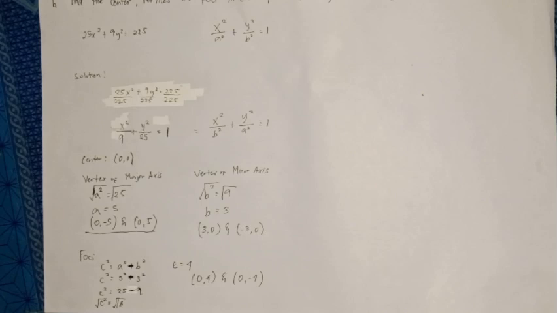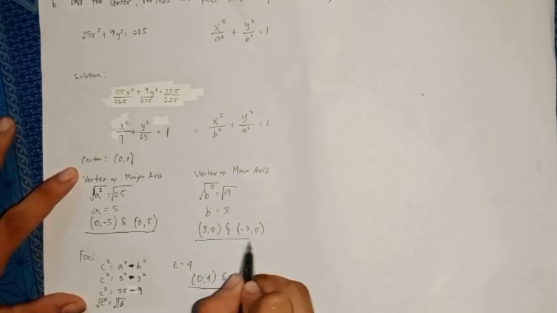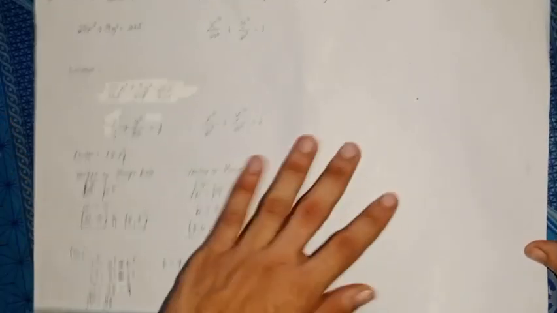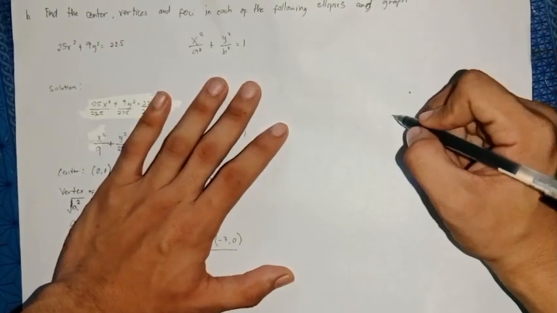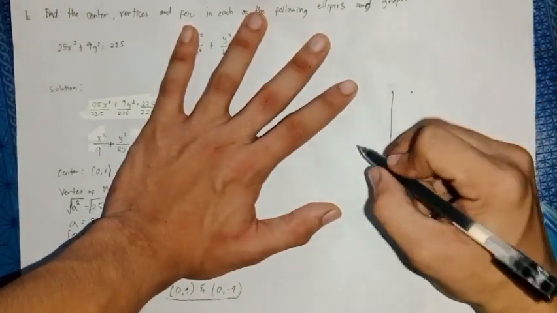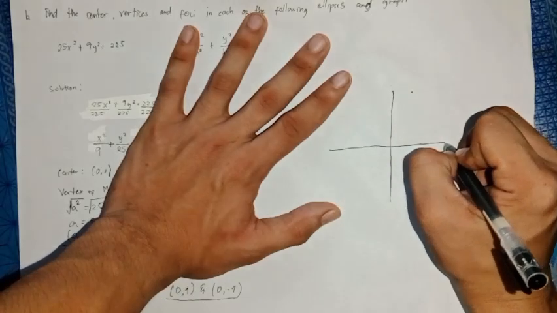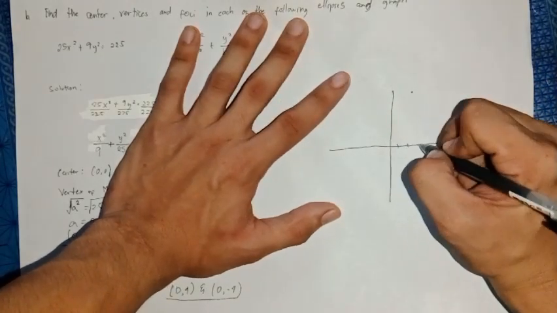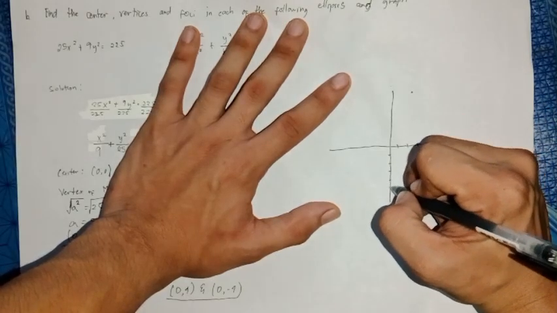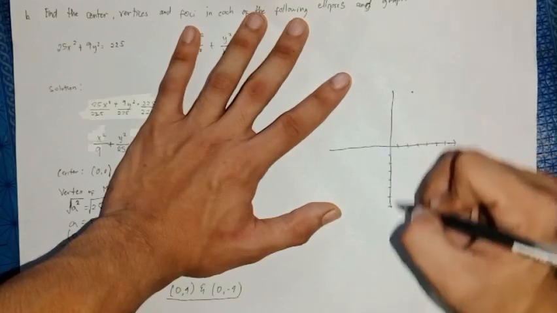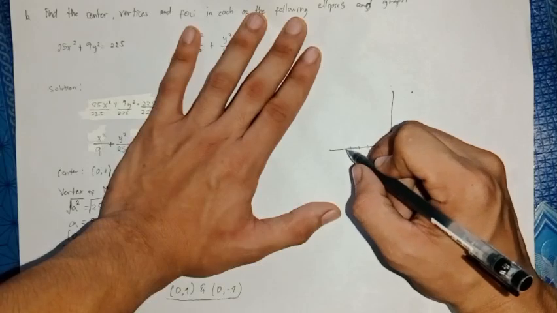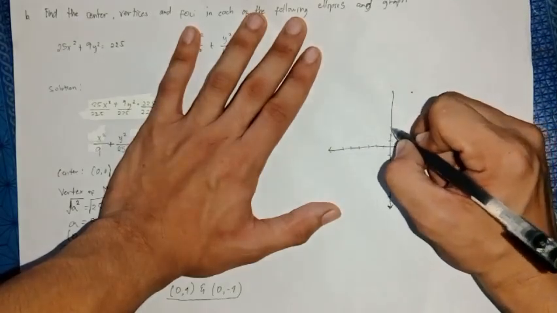Now let's graph, since we have the foci, the vertices, and the center. We can now graph the ellipse. So let's make a Cartesian plane. 1, 2, 3, 4, 5, 6 in each direction.